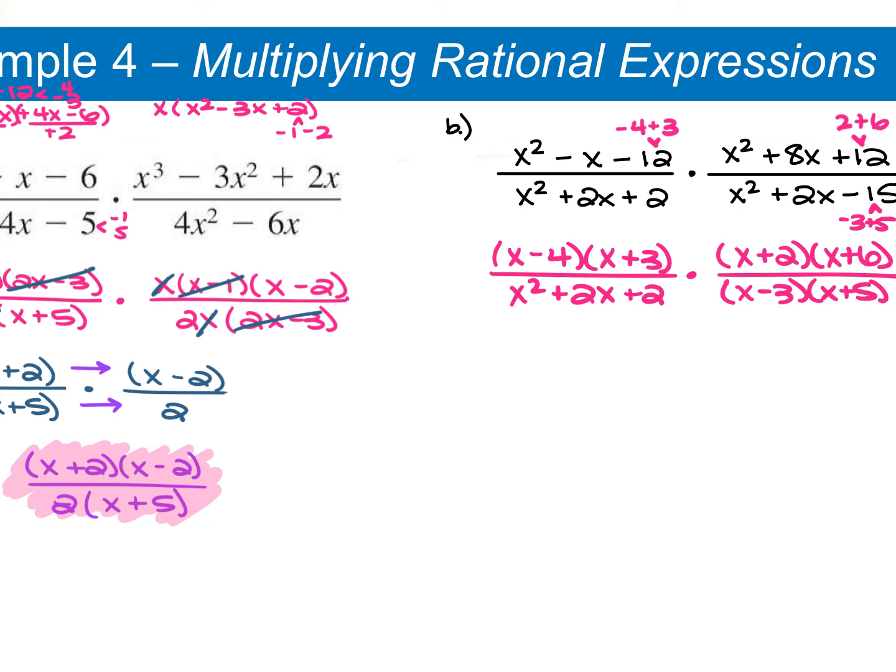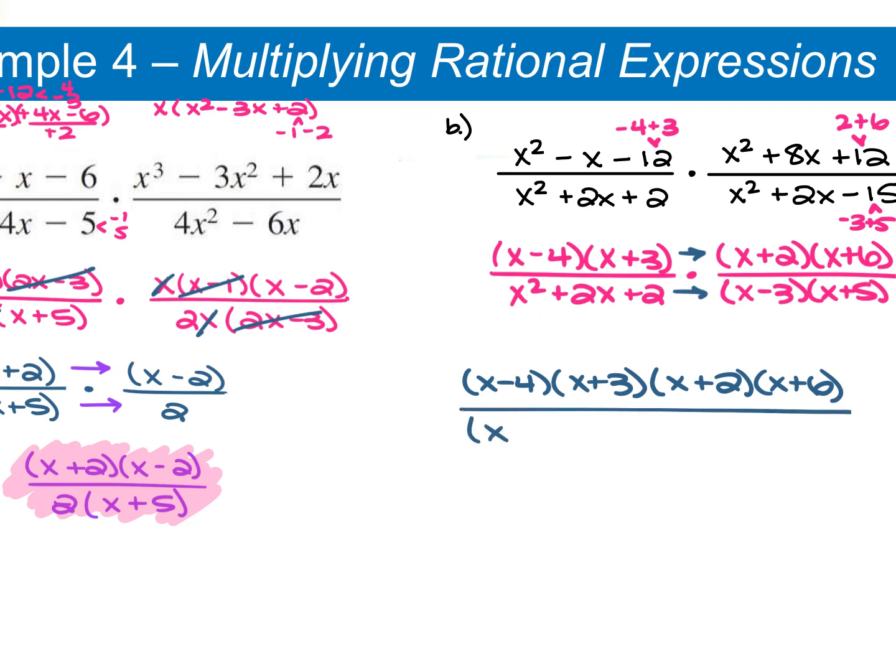From here, there is nothing that is diagonal from each other or on top of one another that can simplify. So you are just going to multiply this straight across, keep it in factored form. So that's going to give you x minus 4 times x plus 3 times x plus 2 times x plus 6 all over x minus 3 times x plus 5 times x squared plus 2x plus 2.